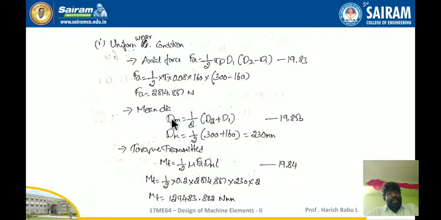So the mean diameter formula is dm is equal to (d2 plus d1)/2. So I'm going to substitute again the d2 and d1 values. I'm going to get dm as 230 mm. So what is the torque transmitted? That is Mt is equal to mu Fa dm into i.